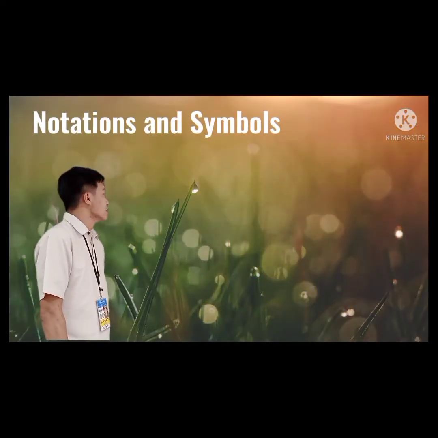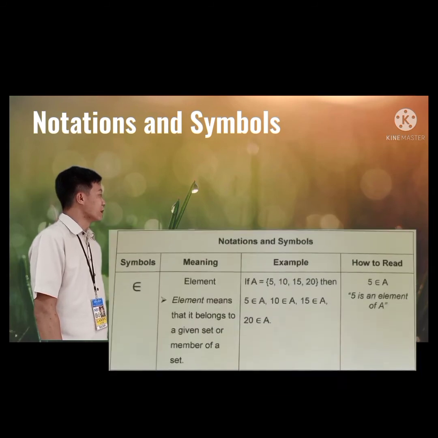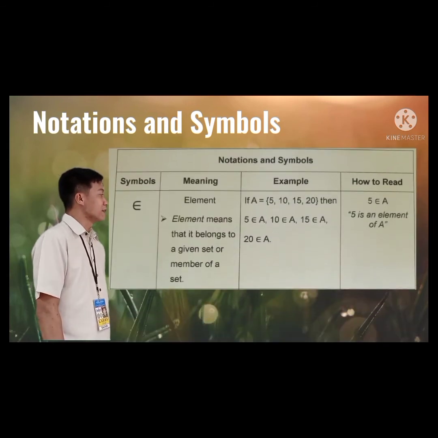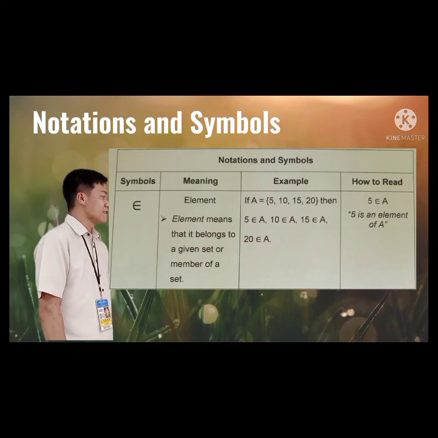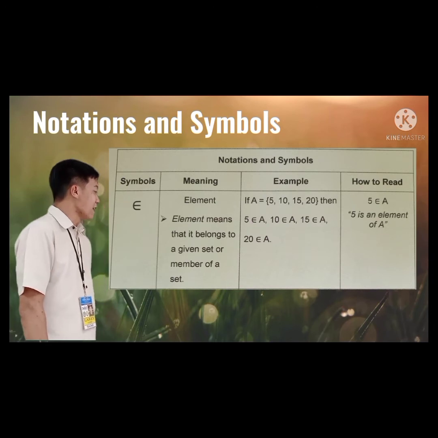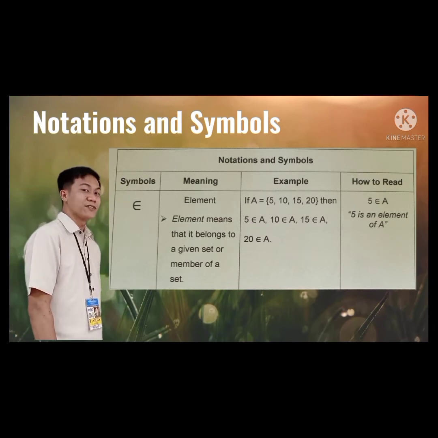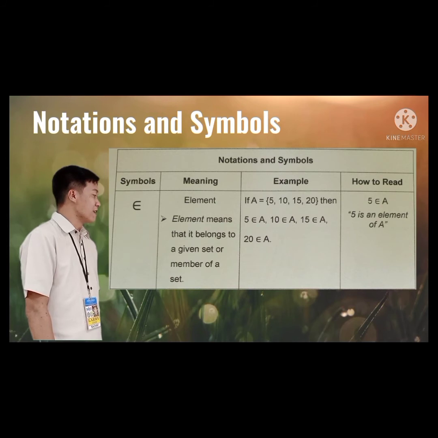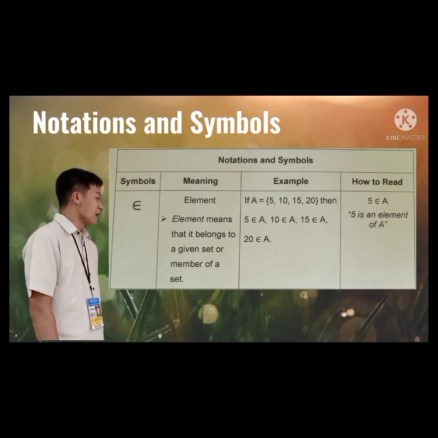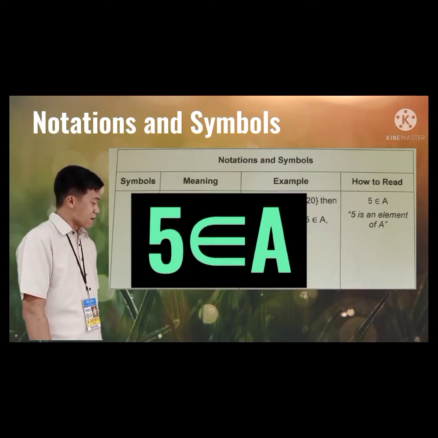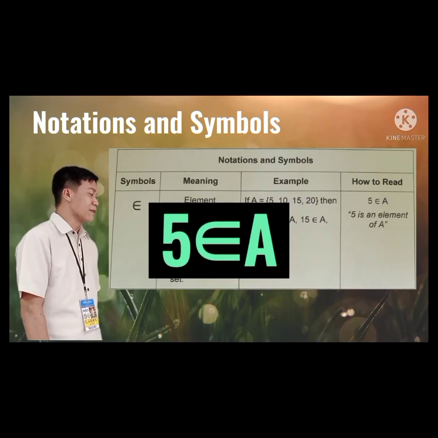Okay, so let's proceed to notations and symbols. The first symbol is what we call the element. When we say element, it means that it belongs to a given set or is a member of a set. For example, if the elements of set A are 5, 10, 15, and 20, then 5 is an element of A, 10 is also an element of A, 15 is also an element of A, and 20 is also an element of A. How to read this one? 5 is an element of A.